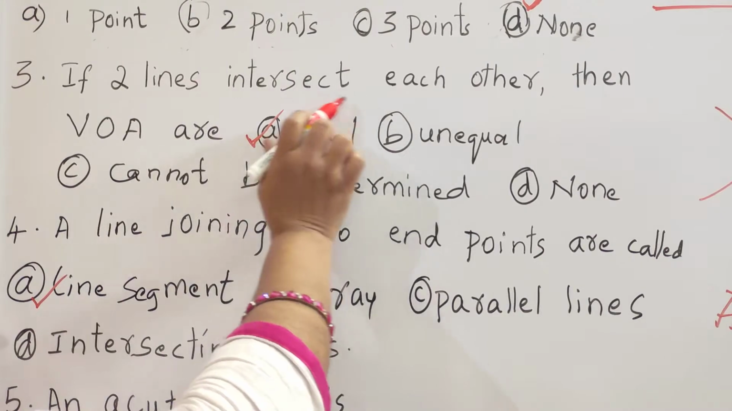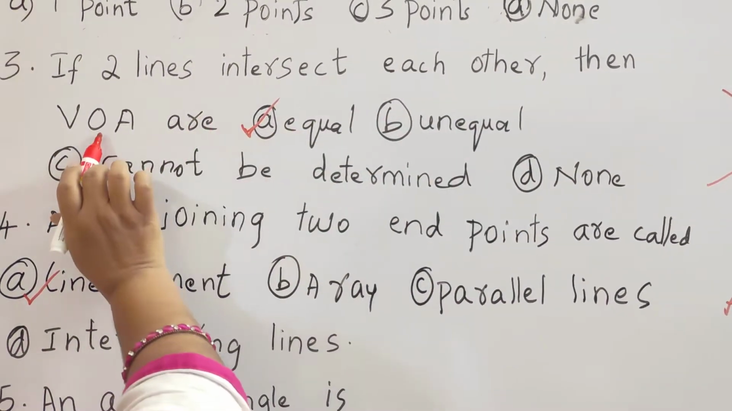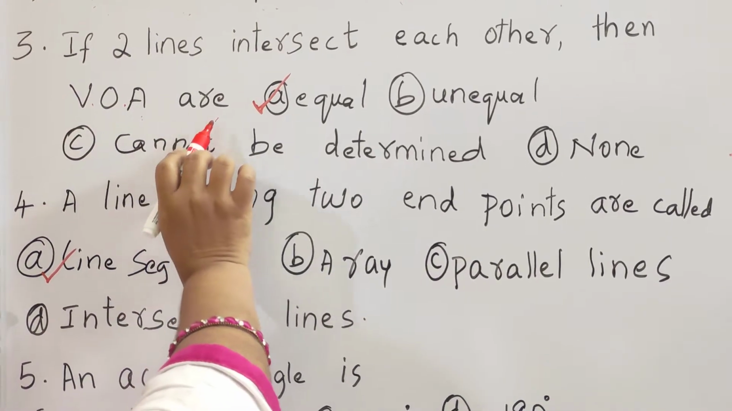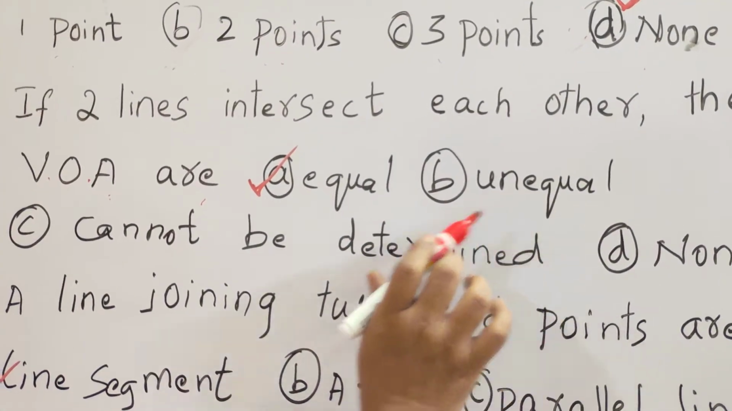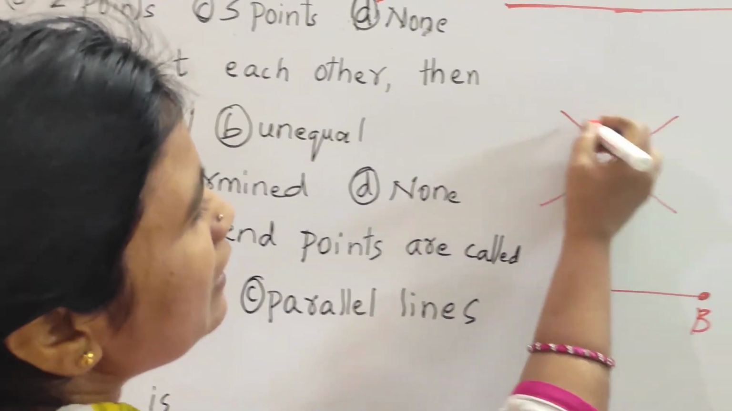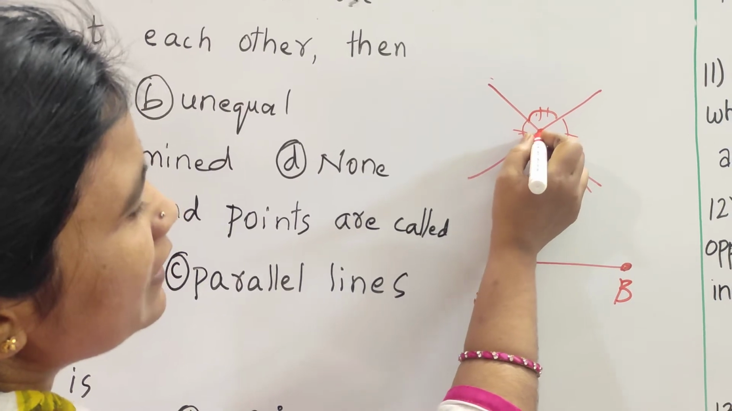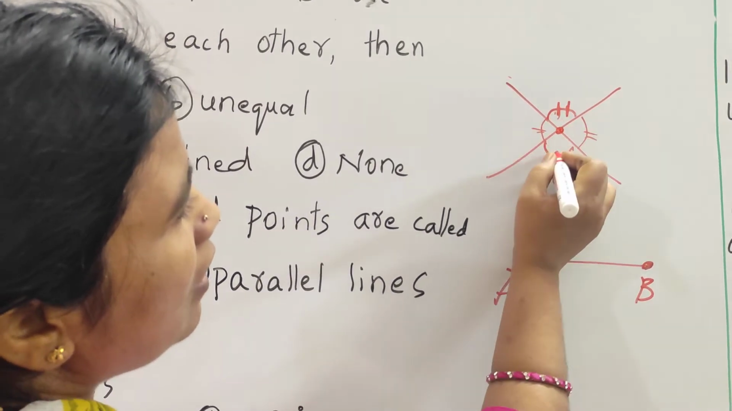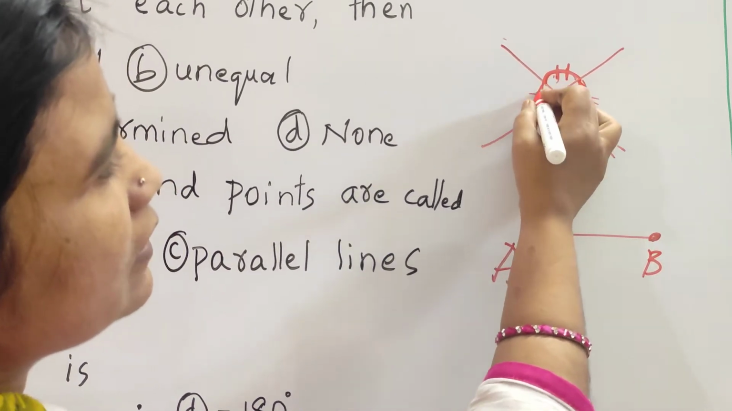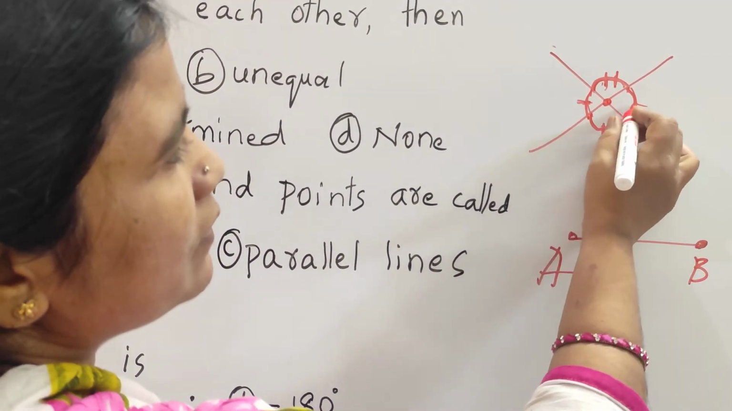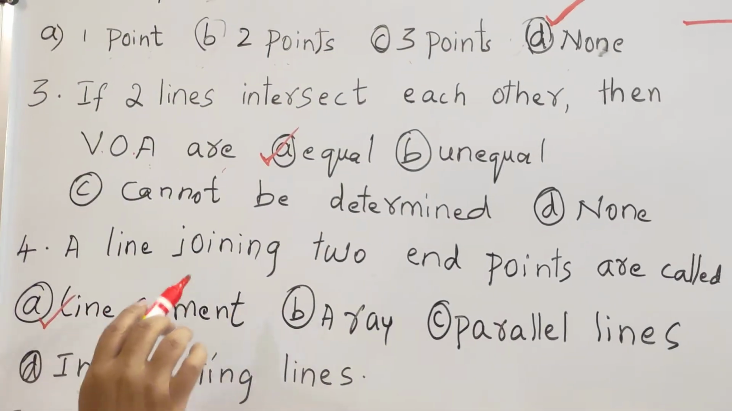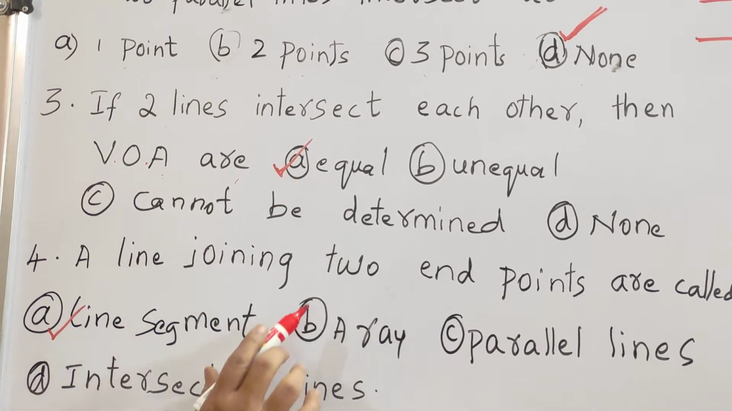Then, question number 3. If two lines intersect each other, then vertically opposite angles are, VOA means vertically opposite angles, equal, unequal, cannot be determined, none. So now these are the two lines and this is the point of intersection. This is one vertical opposite angle, okay. This is one vertical opposite angle, this is another vertical opposite angle. So this will be equal to this and this will be equal to this. So what kind of angles they are according to the definition? They are equal angles, okay.